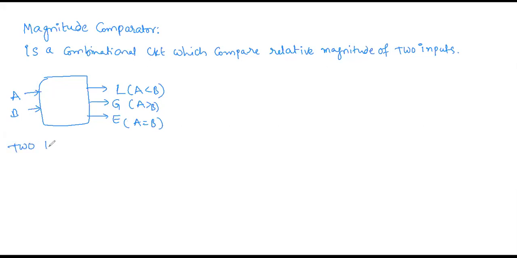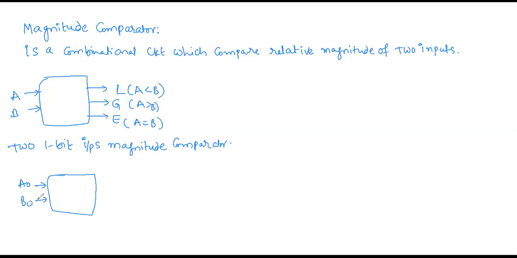Now we go with first the 1-bit magnitude comparator, with two 1-bit inputs. So it has two 1-bit inputs, A0 is 1 bit, B0 is 1 bit, and it has three outputs, commonly L, G, E: A less than B, A greater than B, A equal to B. Okay. Now we have to construct the circuit.